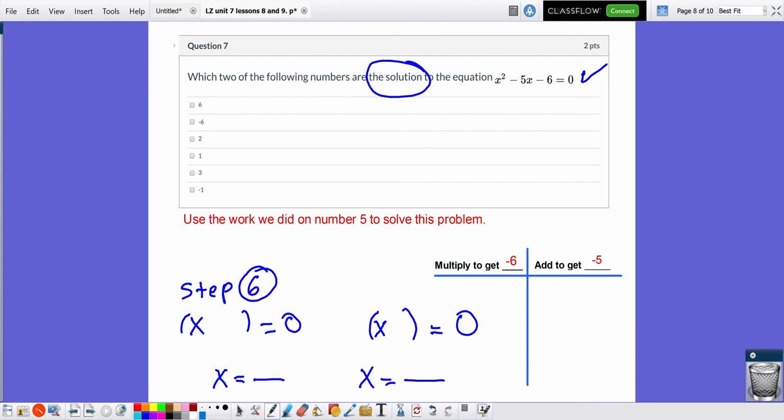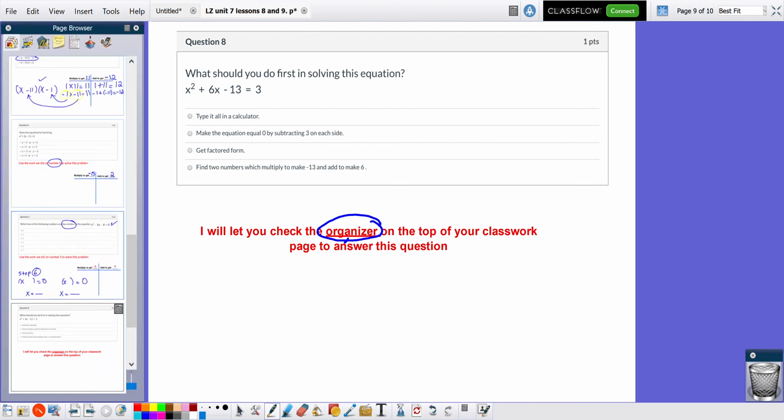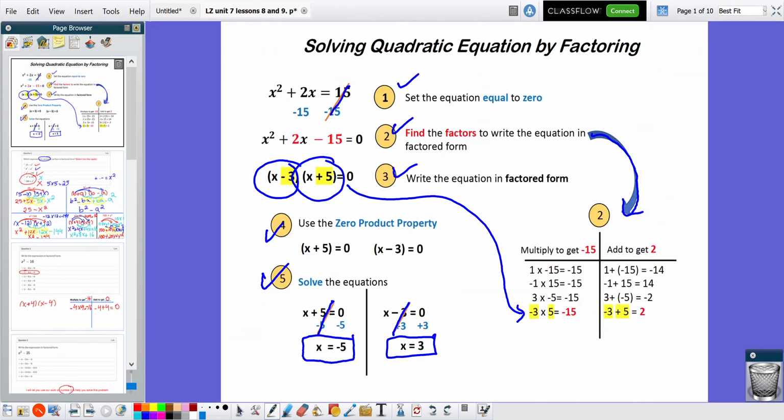I will go ahead and let you refer to the first page, to the organizer, where I listed all the steps that you need to solve the equation and find the solutions for x. This one, you can also refer to the organizer. So when you look at the organizer, we have all the steps listed.